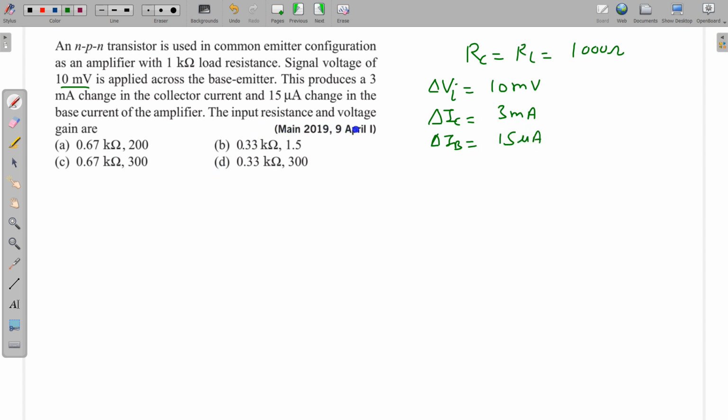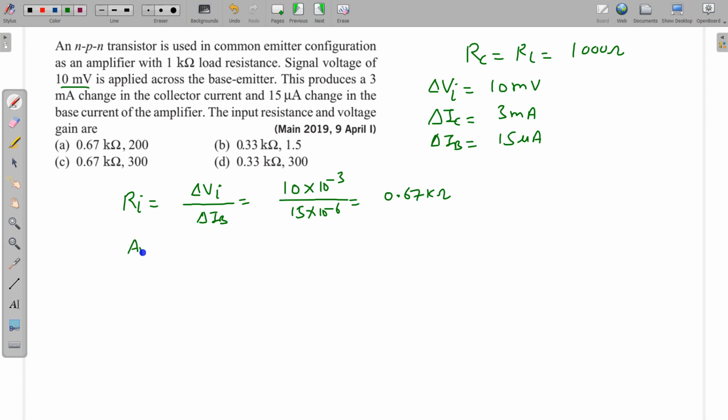The input resistance and the voltage gain are asked. This input resistance is the dynamic input resistance, equal to the input voltage fluctuation divided by the fluctuation in the input side current, which is delta IB. So this is 10 millivolt divided by 15 microampere, which is 0.67 kilo ohm. The next part is voltage gain.